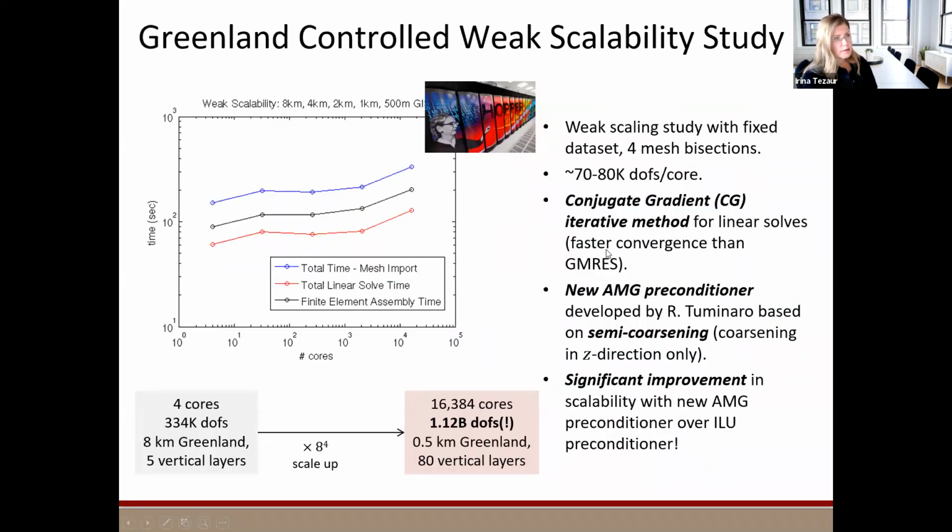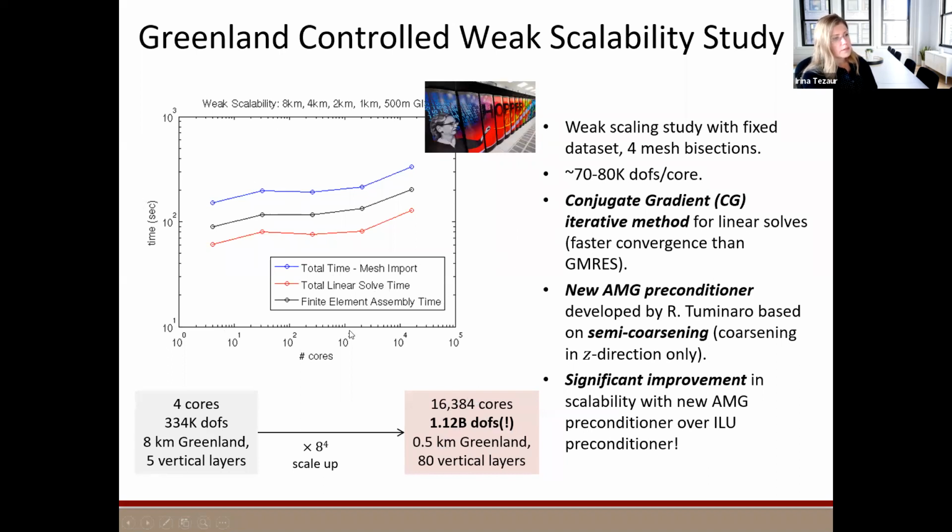So some results for the preconditioner. This is a weak scaling study for Greenland. So we're taking a coarse problem, 300,000 unknowns on 4 cores, scaling this up all the way to 1.12 billion unknowns, 16,000 cores, keeping the number of degrees of freedom per core about the same. So it's a weak scaling study.